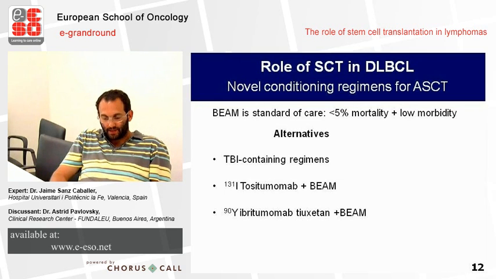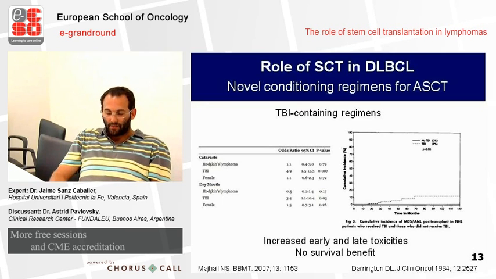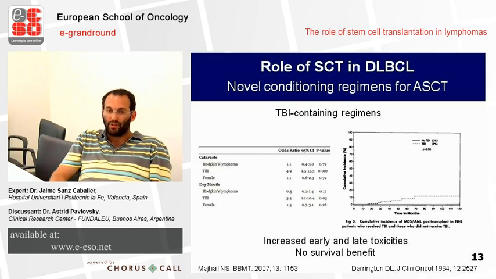Next slide, slide number 13. TBI-containing regimens have demonstrated an increased early toxicity such as mucositis, as well as late toxicities including myelodysplasia, cataracts, and dry mouth. These side effects, in conjunction with a general lack of additional long-term benefit after TBI-based regimens, have resulted in a general reduction in the use of radiation-containing regimens for autologous transplant for lymphomas in recent years.